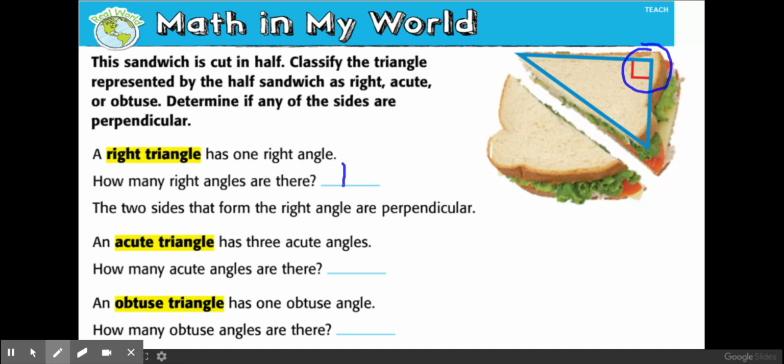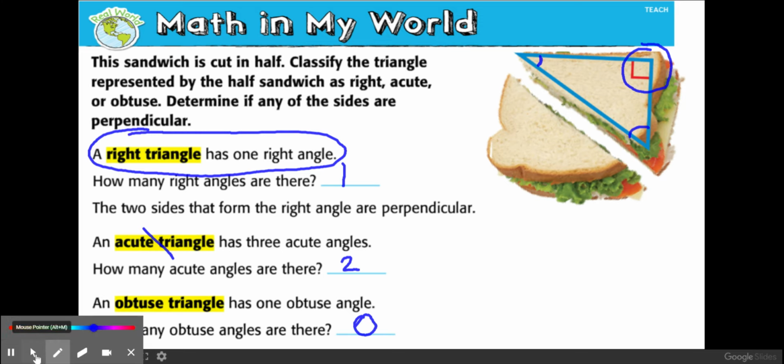An acute triangle has three acute angles. How many acute angles are there? Well, I see that this angle's acute and this angle here is acute. So it has two acute angles. And I remember that in order for it to be an acute triangle, it has to have three. All three angles have to be acute. So it's not an acute triangle. Obtuse. An obtuse triangle has one obtuse angle, and there are no obtuse angles on that triangle. So if you thought it's a right triangle that is made by that sandwich, you are correct. So that's a right triangle.